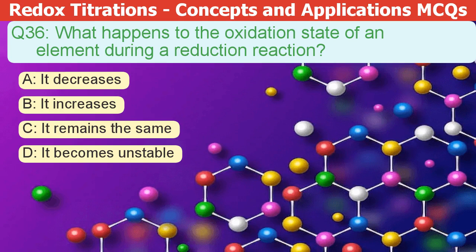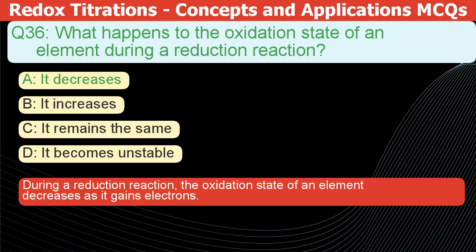What happens to the oxidation state of an element during a reduction reaction? A. It decreases. B. It increases. C. It remains the same. D. It becomes unstable. The correct answer is A. During a reduction reaction, the oxidation state of an element decreases as it gains electrons.